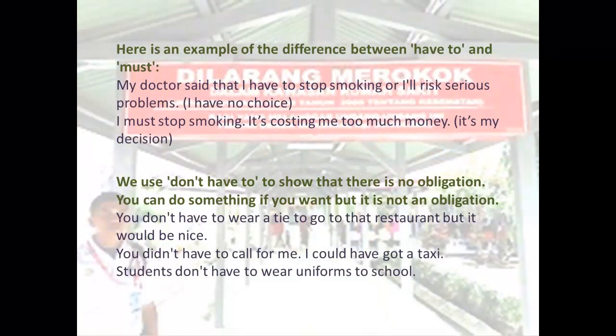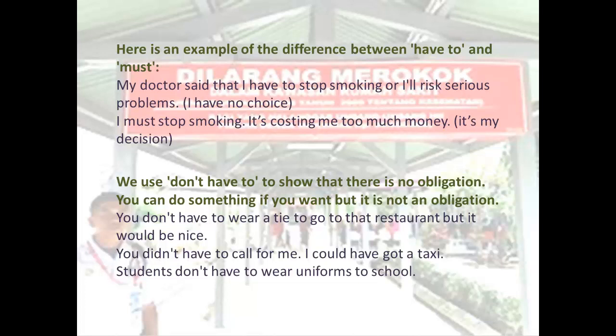I think you understand obligation. Here is an example of the difference between have to and must. My doctor said that I have to stop smoking or I'll risk serious problems. I have no choice. And the next, I must stop smoking. It's costing me too much money. It's my decision.